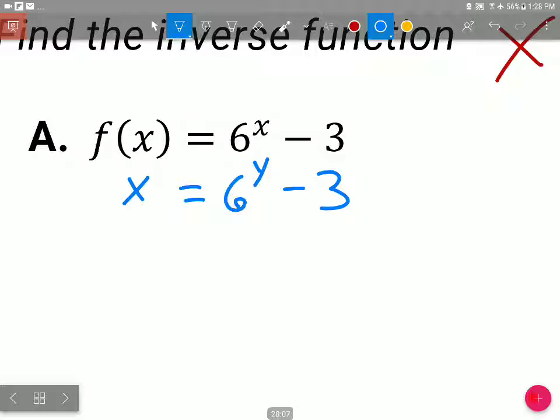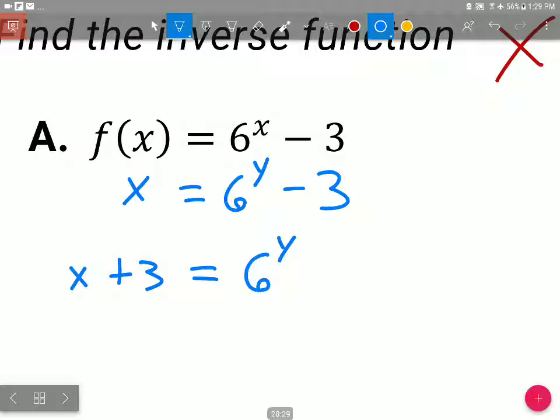Now I can't turn this into a log yet. What is the one thing in the way? The negative 3. This is my exponential. Before I popcorn it, I kind of need to move that 3 over. So we get x plus 3 equals 6 to the power of y. Now that little exponential is by itself.